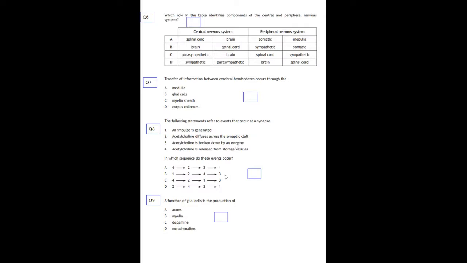So we probably finish on B, because if you broke down the acetylcholine before the impulse was generated, it wouldn't be generating an impulse, basically. So that's the logical way to do it. The answer is B. So for this one, the function of a glial cell is production of myelin, B for 9.